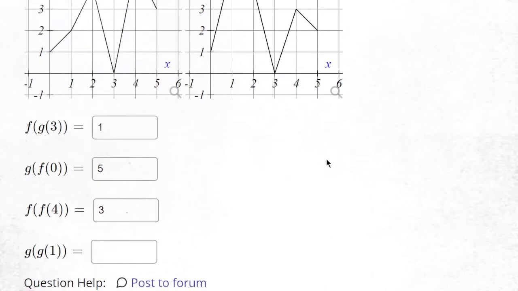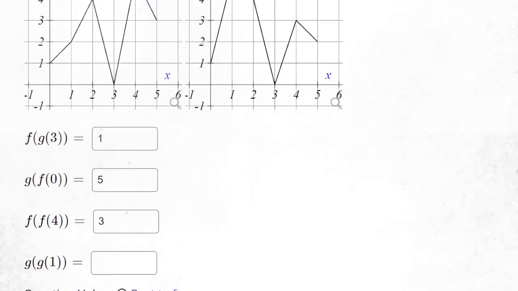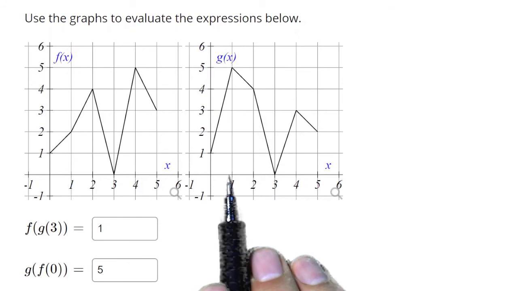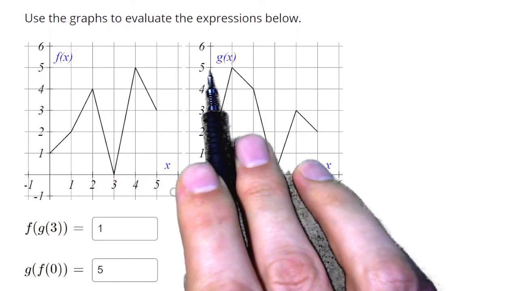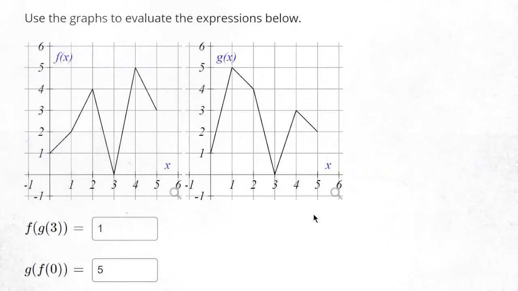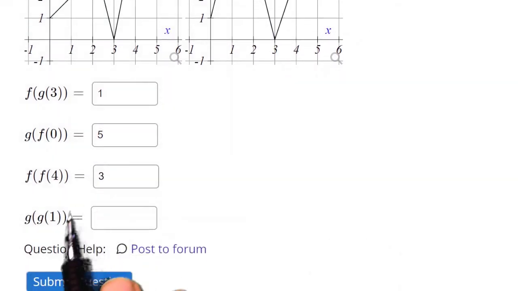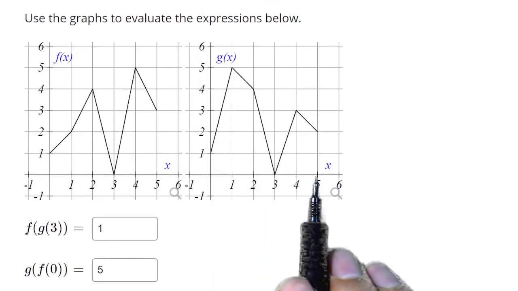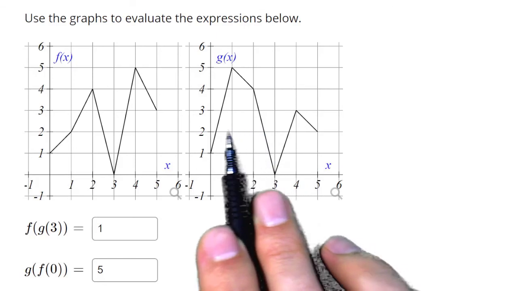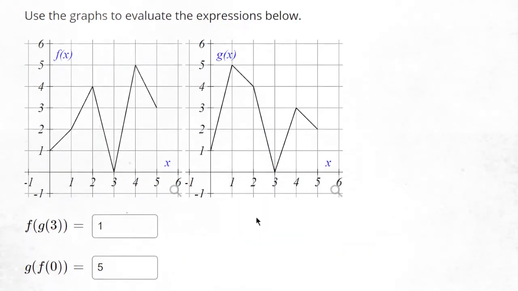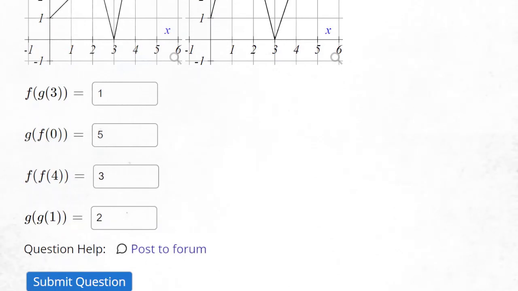Finally, we have one more, g of g of 1. Well, g of 1, what's that? It's the height of g above 1. So here we go up to the height of the graph of g above 1. That's 5. Okay, so g of 1 is equal to 5. So this whole thing inside here is a 5. So we're really just computing g of 5. Well, what's g of 5? It's the height of the graph of g above 5. So I'm going to go over here above 5, look at the height of the graph of g. I see it's equal to 2. So g of g of 1 is equal to 2.